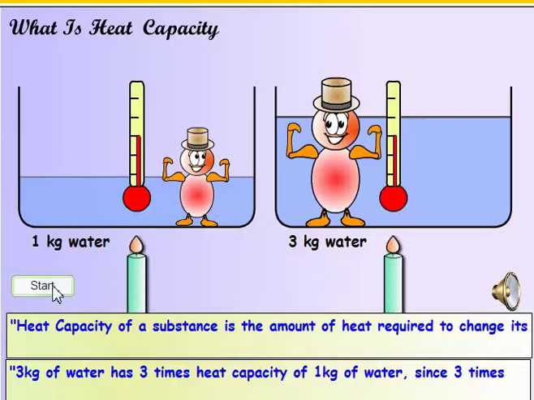Heat capacity is the amount of heat required to raise the temperature of the substance by 1 degree centigrade. If you heat 1 kg of water so that its temperature rises by 1 degree centigrade, you will require a certain amount of heat. This heat is the heat capacity of the 1 kg water. If you want to raise the temperature of 3 kg of water by 1 degree, you will require more heat. So we can say that the 3 kg water's heat capacity is more than the heat capacity of 1 kg of water.